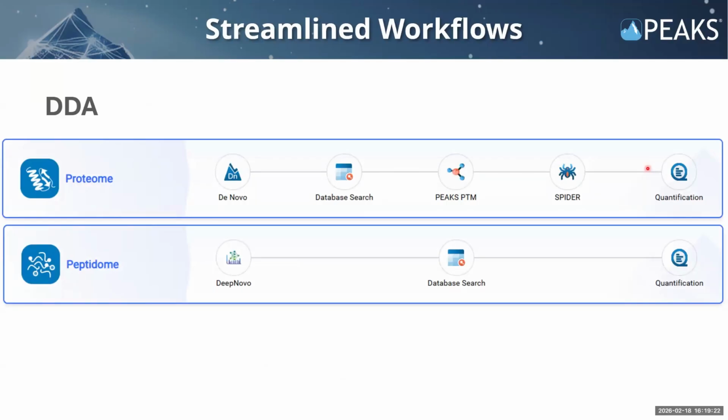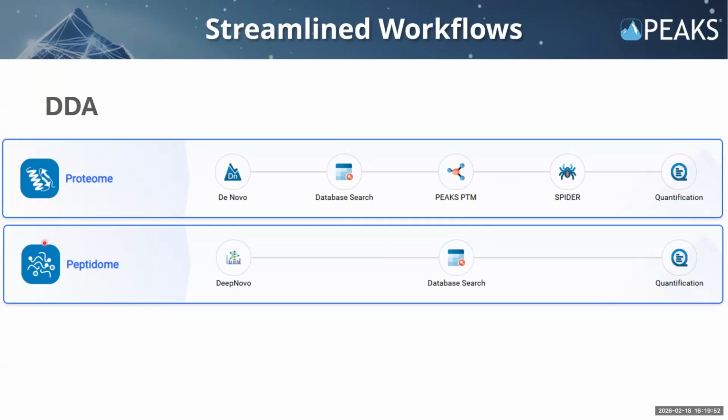So first we have our DDA workflows. We have our Proteome and Peptidome. So the Proteome workflow typically begins with de novo sequencing, followed by our database search. We also provide the user the option to search for all variable PTMs using Peaks PTM, as well as mutations using Spider. And any of these peptides can go along to be quantified, as well as proteins too.